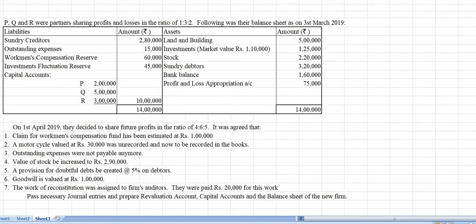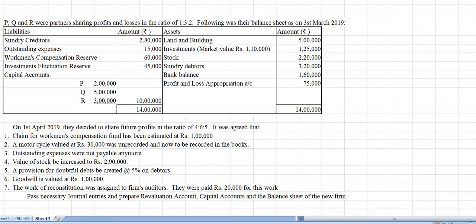Then the work of reconstitution was assigned to the firm's auditors. Auditors will do the revaluation work and for them the compensation of 20,000 was paid already, that means it is paid in cash. So here you have to pass necessary journal entries, prepare revaluation account, capital account and balance sheet of the new firm. Today we will discuss how to prepare the revaluation account, capital account and balance sheet.